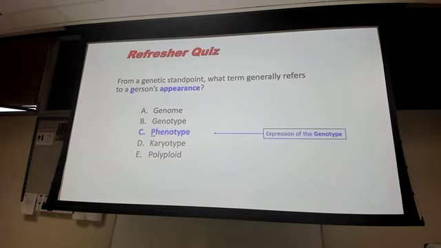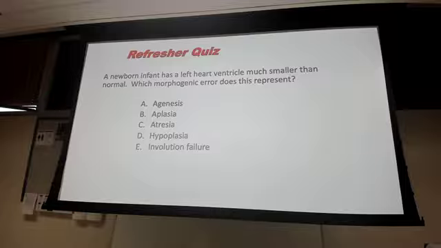It's based off their genotype and their environment, right? All right, so you got a newborn infant. They have a left heart ventricle that's smaller than normal. What type of morphogenic area do you think this represents?